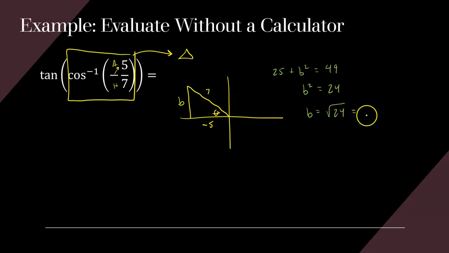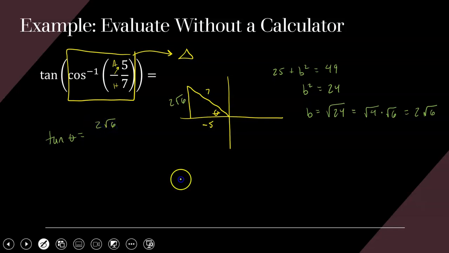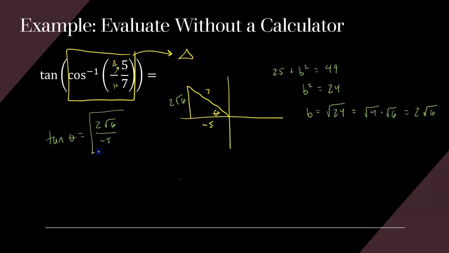Now I do want to simplify this. Remember, the square root of 24 is the same as the square root of 4 times the square root of 6, and square root of 4 is 2. So we're going to use this as 2 square root of 6. So then the tangent would equal the opposite over the adjacent. So 2 square root of 6 over negative 5, that would be your answer.